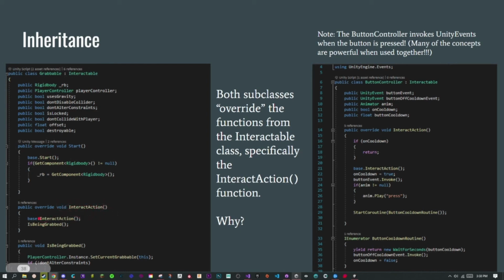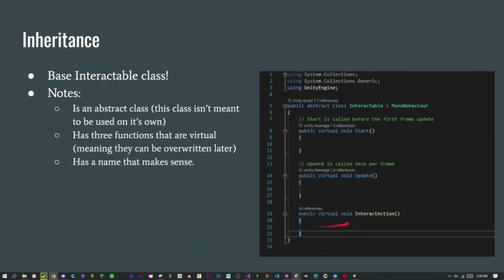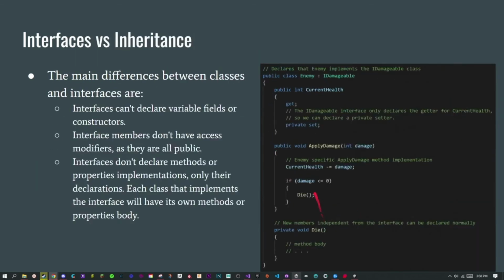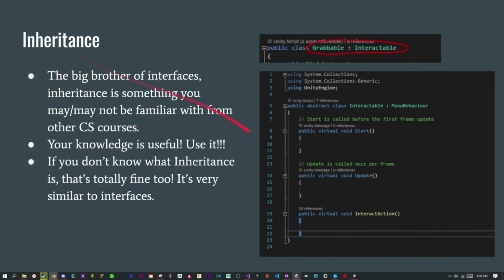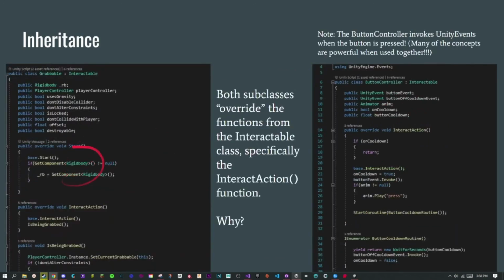It will run the base interact action, which doesn't do anything in this script because this game didn't need it. Again, not the best example, but you could have actual contents in here, unlike an interface, where you can't have this apply damage function actually do anything. Meanwhile, in an inheritance situation, you can make the interact action actually do something in addition to whatever custom stuff you want over here. So this one on the left is a grabbable.